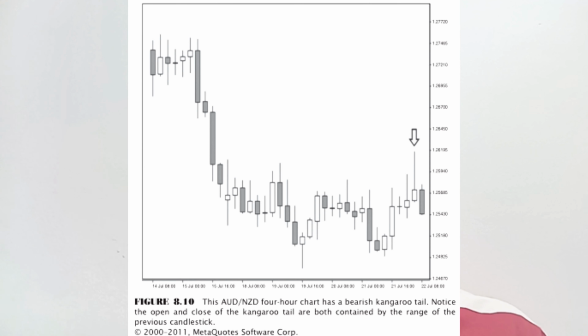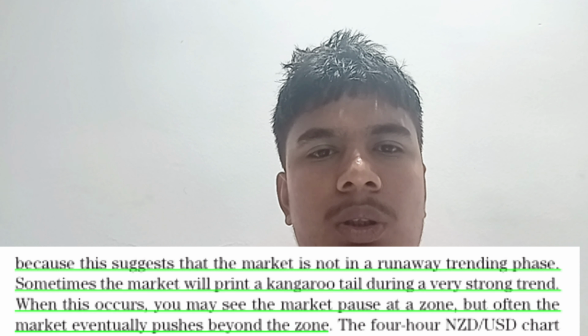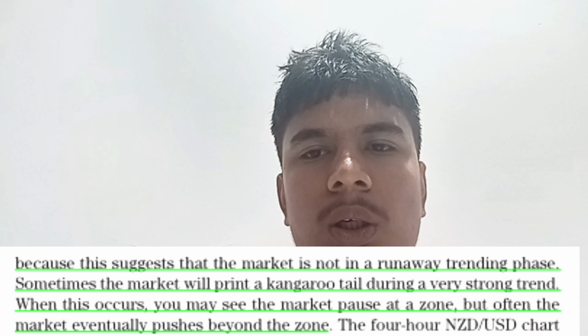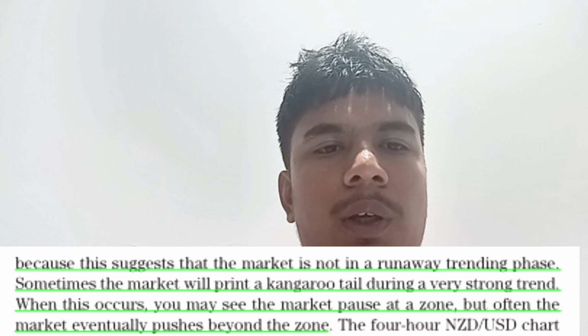If the open and the close of the kangaroo tail are inside the previous candle's range, that is the easiest way to see this rule in action. Look at an example kangaroo tail on the 4-hour AUD NZD chart in figure 8.10, which is an ideal example. Notice the open and the close of the kangaroo tail are both inside the range of the previous candle. It's important for the open and close of a kangaroo tail to be inside the previous candlestick range because this suggests that the market is not in a runaway trending phase.